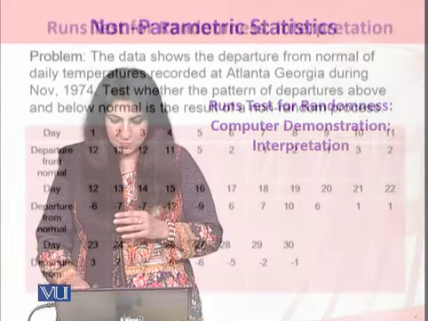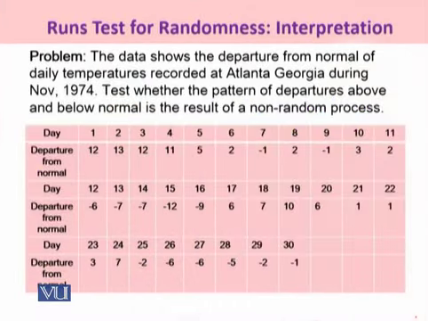So students, this problem was about the departures from normal of the daily temperatures that were being recorded at Atlanta, Georgia during the period November 1974. We were required to test the pattern of departures above and below normal, whether they are following a non-random process or they are random in nature.